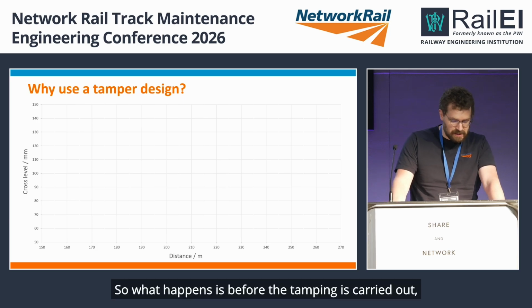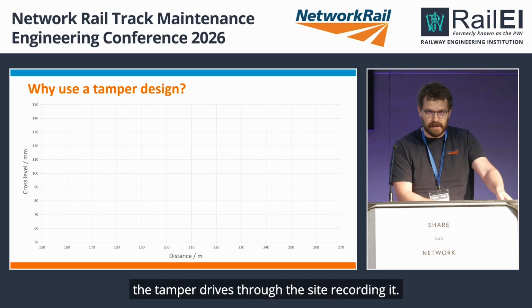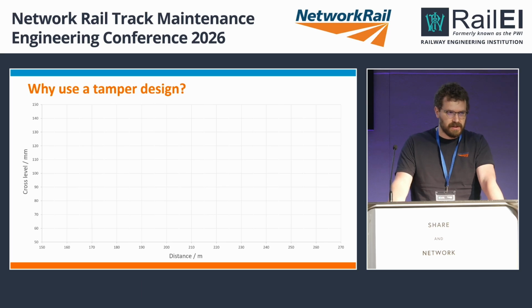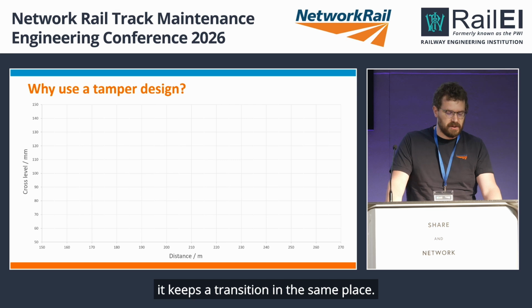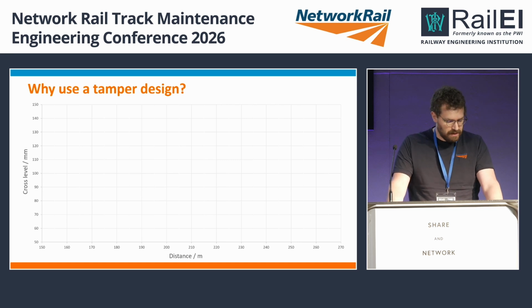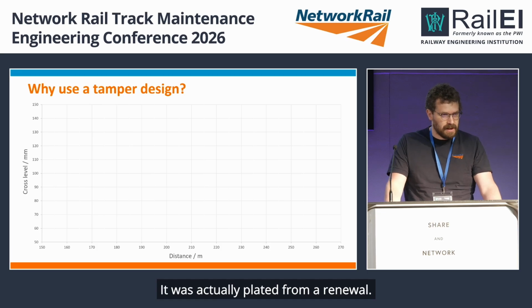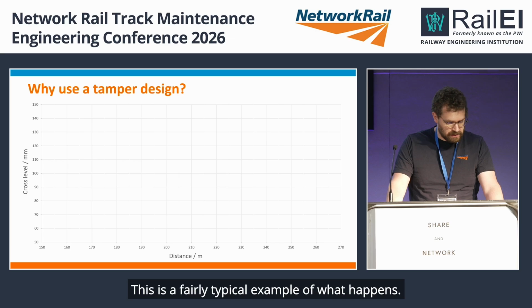So what happens is, before the tamping is carried out, the tamper drives through the site, recording it, and the tamper operator at the front will input the location of all the transitions. This means when the tamper's software smooths the track, it keeps the transition in the same place. So this cant transition was well marked on site. It was actually plated from a renewal. This is a fairly typical example of what happens.